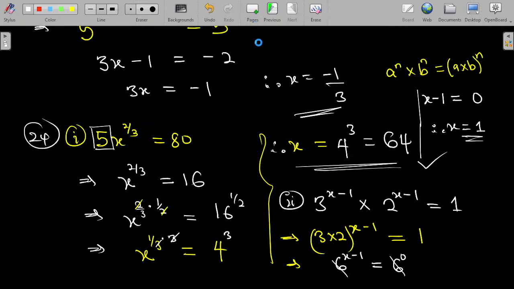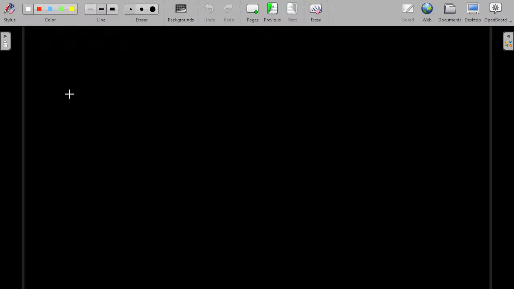Okay, so let's move on to a new page, and then we have the next one, which is 25. Remember, we are journeying to 32, and it's a very beautiful journey so far. Okay, so the next one says that 2 to the power of x is multiplied by 4 to the power of x, multiplied again by 3 to the power of 3x, and is equal to 216.